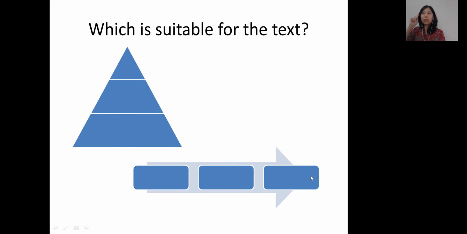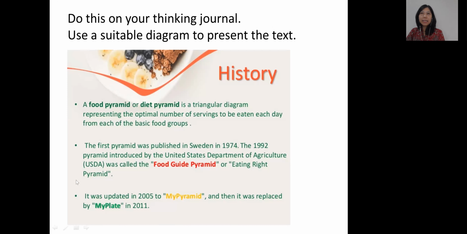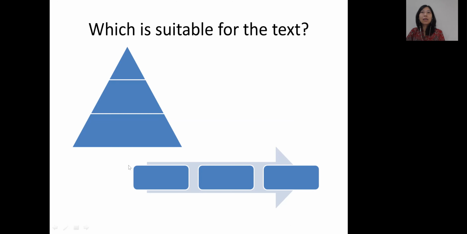Okay? So now do it in your textbook. Write this history as a linear flow diagram and write down only the keywords. Okay, that's the first assignment.